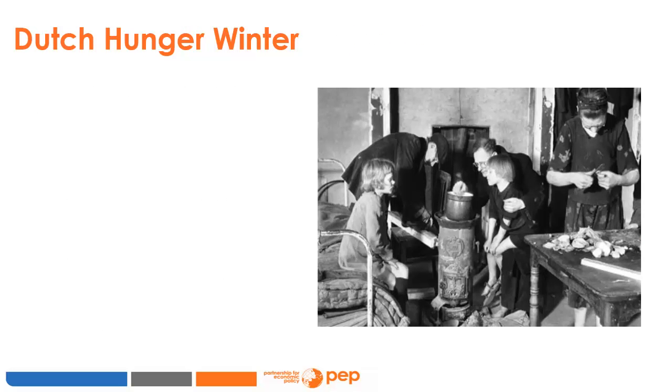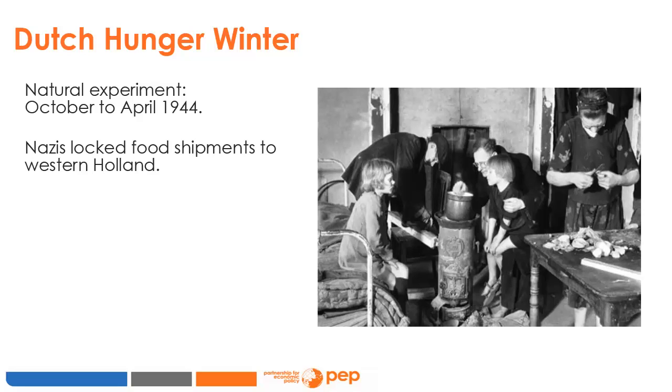There is an infamous natural experiment known as the Dutch hunger winter. From October to April 1944, the Nazis blocked food shipments to Western Holland, causing the death of more than 20,000 people. A natural experiment was created for pregnant women in that region. The excellent Dutch records make it possible to determine at what stage the fetuses were exposed to famine conditions.